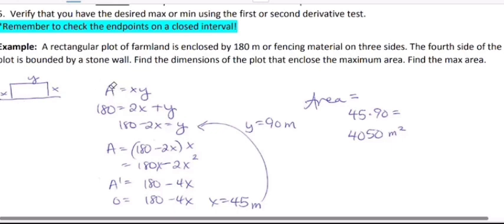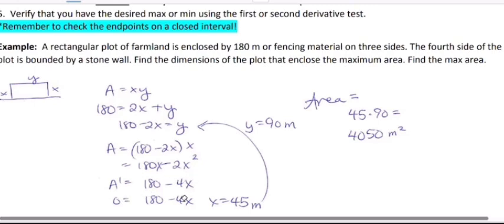If I want to find the area now, I'm going to say x multiplied by y. What is my y? My y is equal to this, that's why I'm plugging that in. So I want to get my answer in terms of x. Multiplying that, you can see I got 180x minus 2x squared. Then the next thing is I'm going to differentiate. Differentiating this is going to give me this.